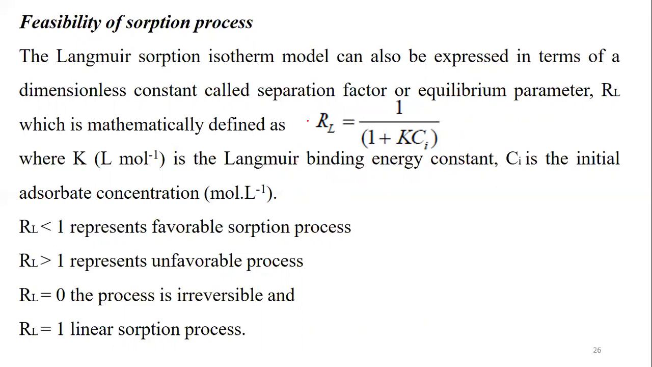Now it's very interesting that when this RL value is less than 1, it means that the reaction is favorable, which is given over here. And when this RL is greater than 1, then it is an unfavorable reaction and not a favorable process. When RL is equal to 0, then it is an irreversible process. And if it is equal to 1, then it is a linear process.